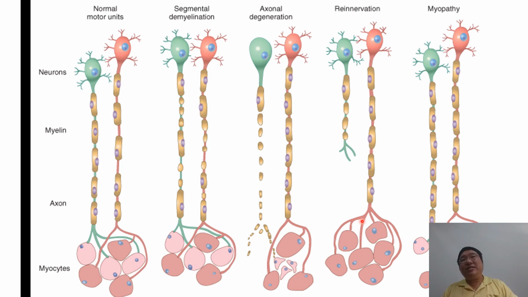And another group of diseases is the myopathy. In this group of diseases, the axon, the neuron, and the myelin sheath are normal. But the problem is with the muscle fiber. So we will see muscle atrophy without anything wrong with the neurons or the myelin sheath.